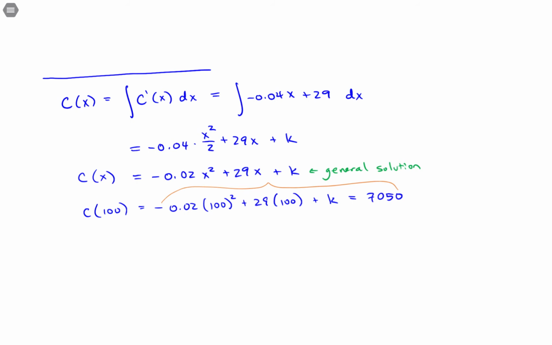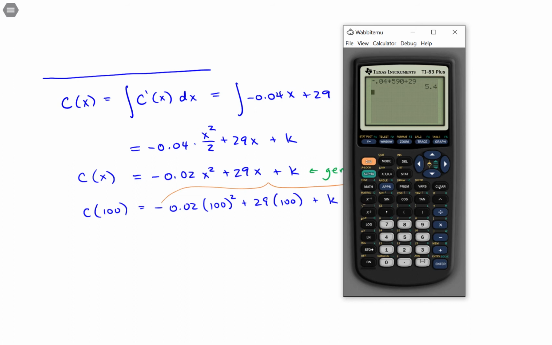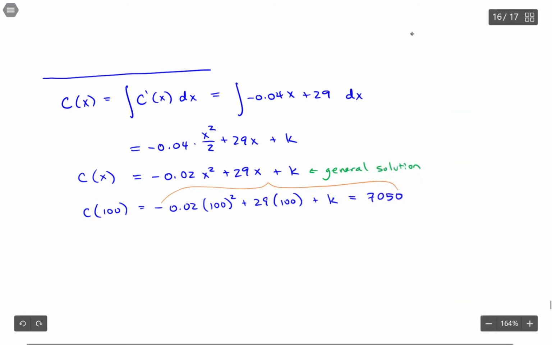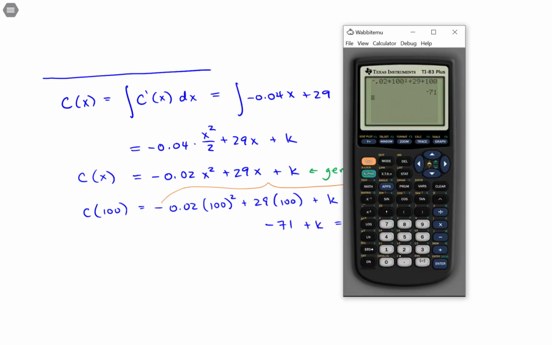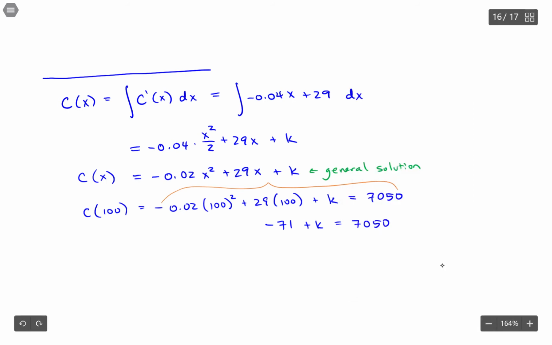So let's do that. And you probably need the calculator to help here. So negative 0.02 times 100 squared, then plus 29 times 100. So that looks like negative 71. So negative 71 plus k is equal to 7,050. So now if I add 71 to the other side, so 7,050 plus 71, that gives me 7121.